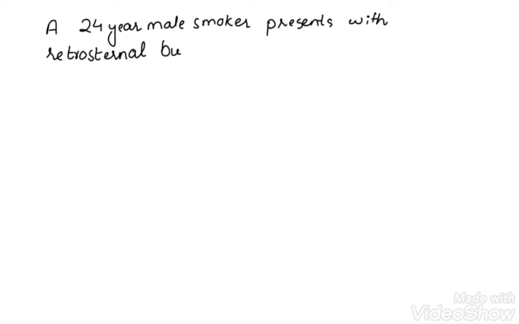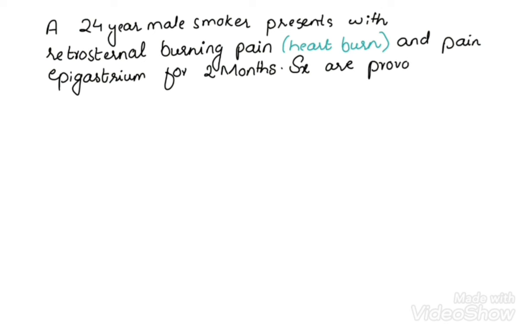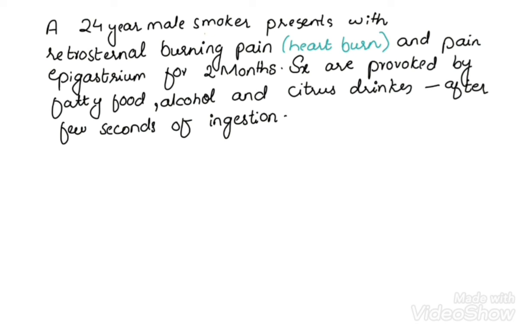This is a related scenario. A 24-year-old male smoker presents with retrosternal burning chest pain, also known as heartburn, and he also has epigastric pain for the past 2 months, or atypical chest pain. Symptoms are provoked by fatty food, alcohol, and citrus drinks. Along with these, caffeine and chocolate also aggravate the pain in GERD. So this clearly shows that it is GERD.